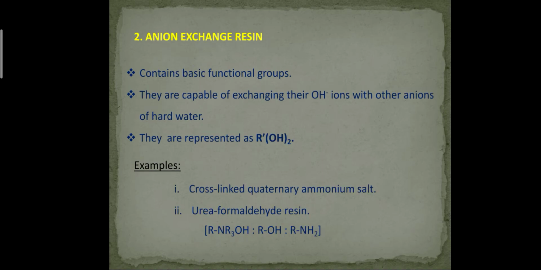In anion exchanger, the resins contain basic functional groups. They are capable of exchanging their anions with other anions of hard water. They are generally represented as ROH2. Cross-linked quaternary ammonium salts and urea formaldehyde resin are some examples of anion exchange resins.